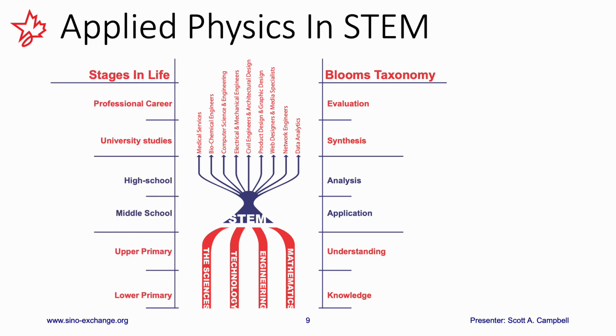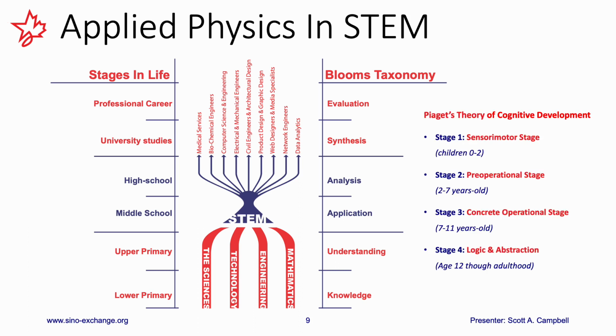Next, we can look at where we're going to get the greatest impacts in STEM education. Since critical thinking, math, and science are all crucial skill sets in STEM education, you'll find that STEM will have the greatest impacts when it's taught in the middle and high school levels. And this notion also corresponds well with what we know of Piaget's theory of cognitive development, which indicates that logic and abstraction only starts at age 12 and continues through adulthood.